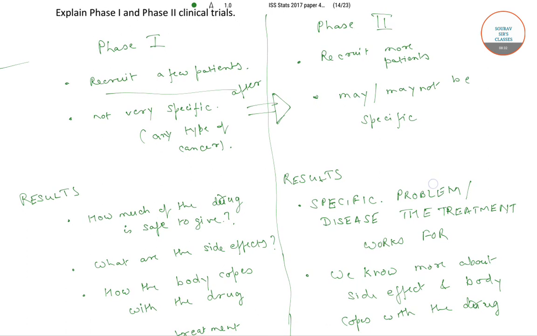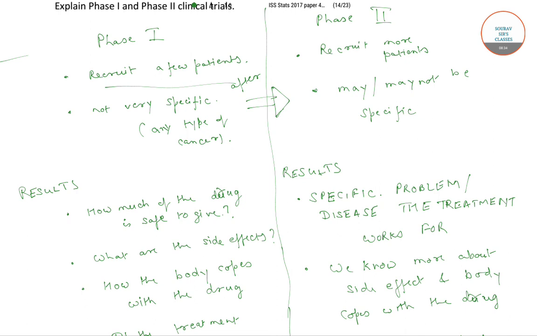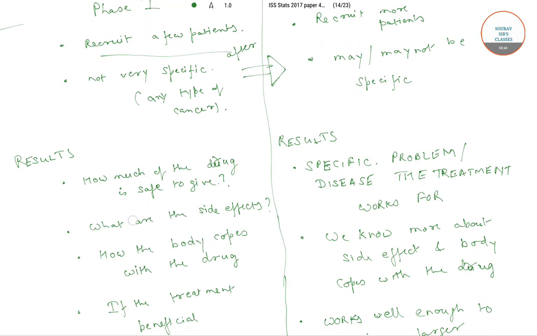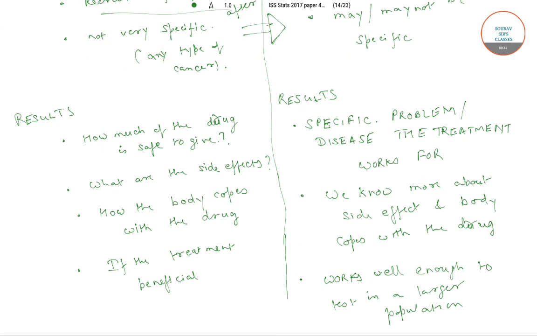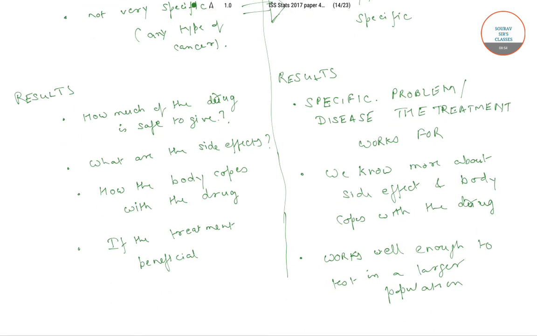So the advantage is that, number 1, we will know what is the specific type of disease this drug is useful for or mostly useful for. Then we may know more about the side effects and how the body copes with the drug. And next, we would know whether this treatment works well enough to be applied on a larger population.